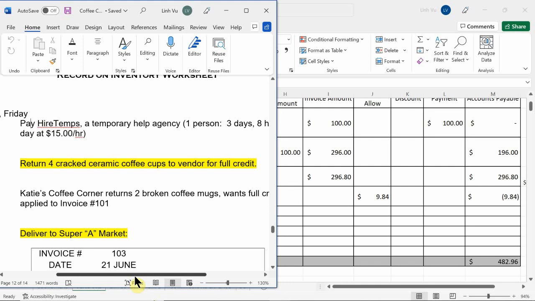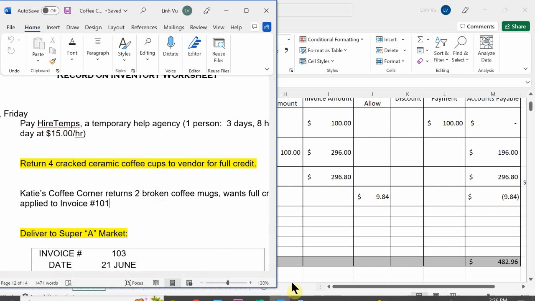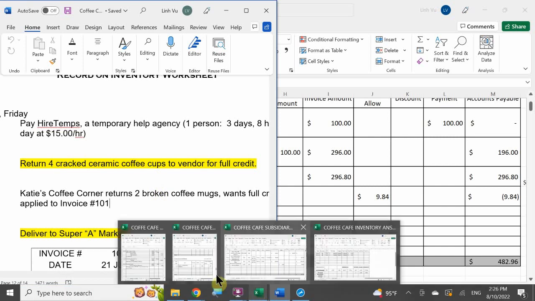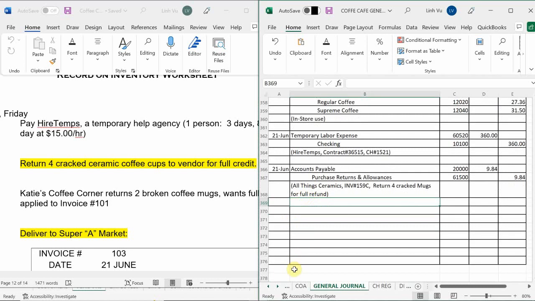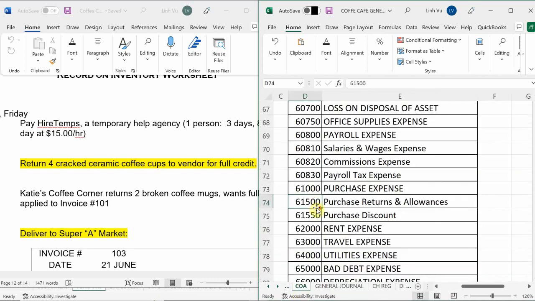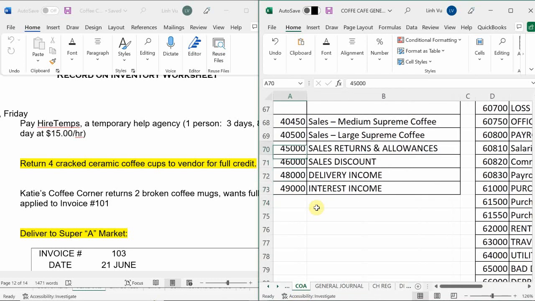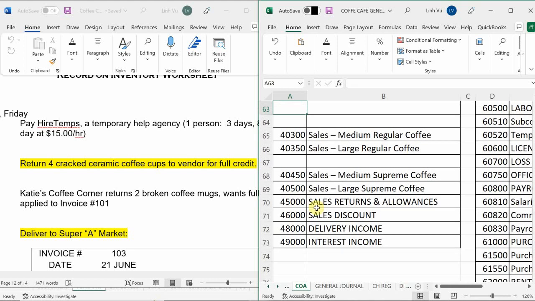So with all that being said, how do I do this? How do I issue Katie a refund? It's a sales returns and allowance. Good. A sales returns and allowance. So let's take a look to see what account that is. Okay. So sales returns and allowances. Got it. $45,000.